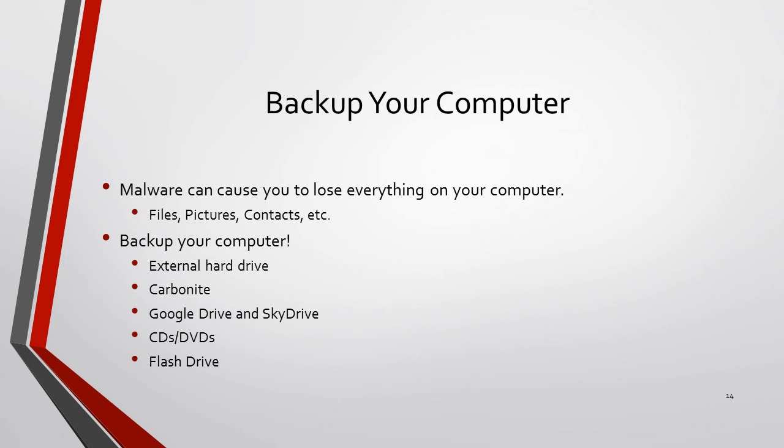By backing up, we mean to create duplicate copies of your files, so that if your files go bad or missing due to corruption and malware, you have duplicate backups stored in another separate location. There are many ways to back up your files, and here are just a few. External hard drive, Carbonite, which is a monthly subscription service, and then there's Google Drive, SkyDrive. You can back up to CDs and DVDs or a flash drive.